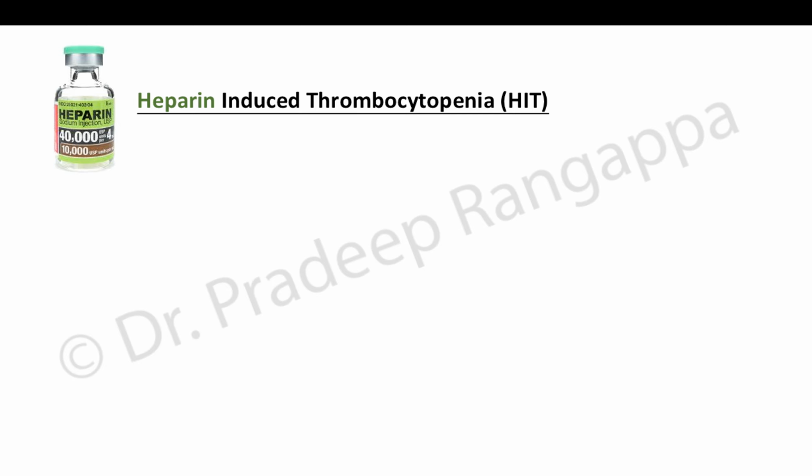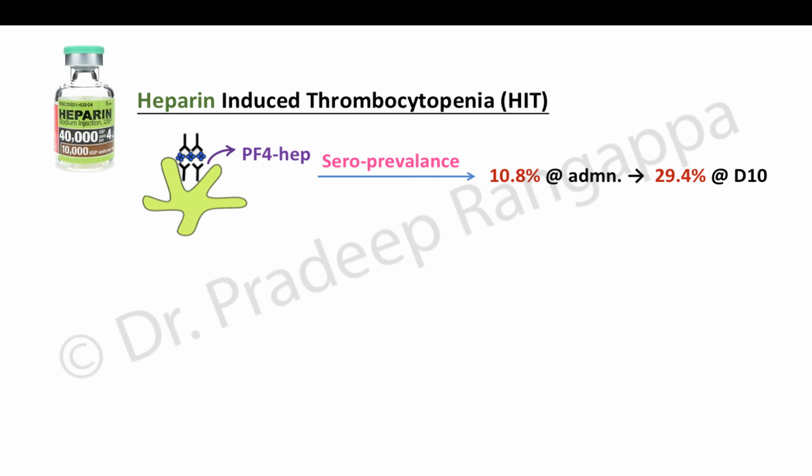So we'll just talk about heparin-induced thrombocytopenia, because this is something which can happen not uncommonly, and we need to have a high index of suspicion to suspect it. Basically what happens in heparin-induced thrombocytopenia is that platelets express an antigen called the PF4 heparin complex. There is increased antibody production to this PF4 heparin complex that gets manifested in the platelet count, and that leads to the autoimmune mechanism and thrombocytopenia.